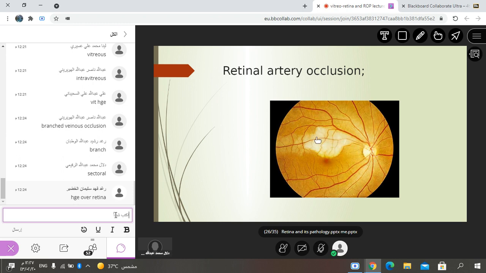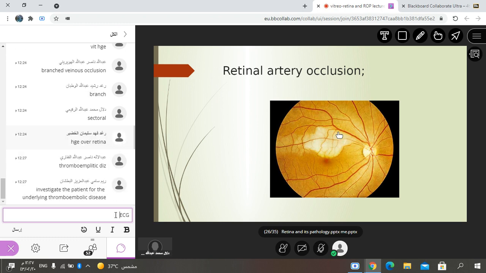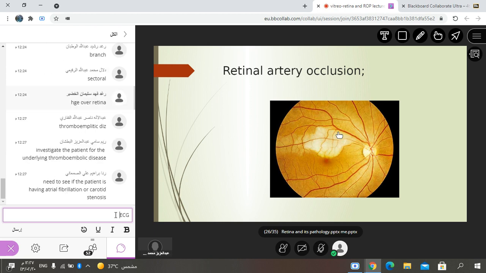Check her blood pressure. Excellent. So hypertension results in artery occlusion. Excellent. What else? Glycemic control. Okay, diabetes can result in artery occlusion. It can, but it is extremely rare, but it can be. Excellent. Okay, great.